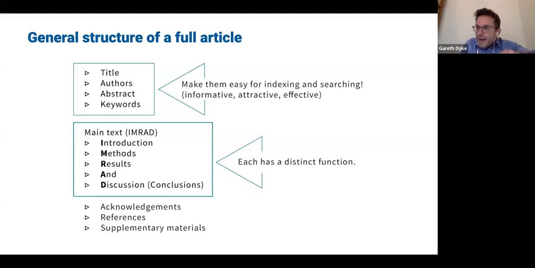And then the rest of the paper, the IMRAD structure, which of course we'll come back to in later sessions, these have distinct functions for your readers. They have distinct things that they do in the process.